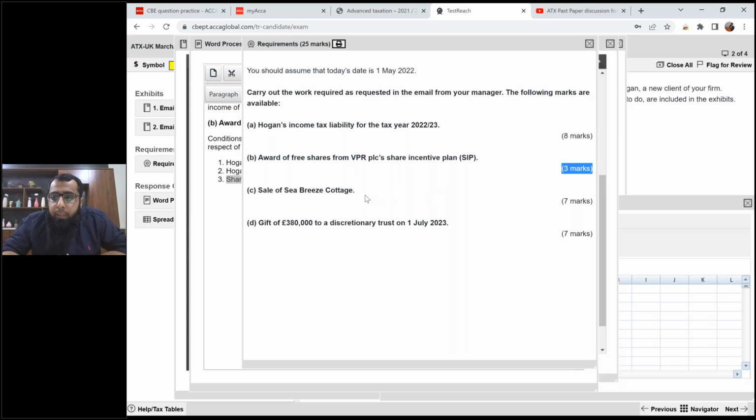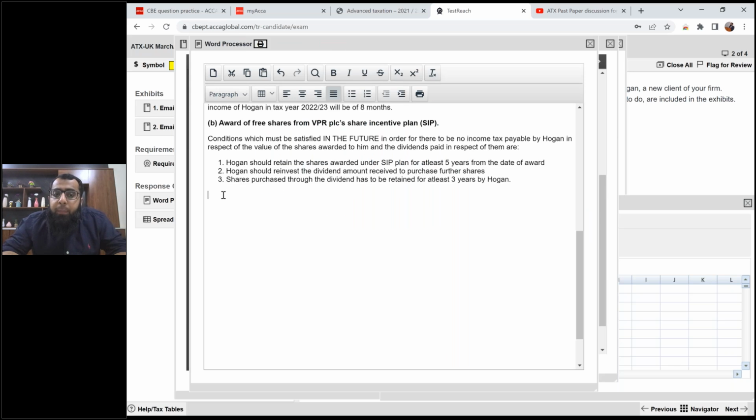Okay. Now comes the 7 marks requirement. Sale of Sea Breeze Cottage, 7 marks. Does anyone have any query till here? Please ask me if there is any question.